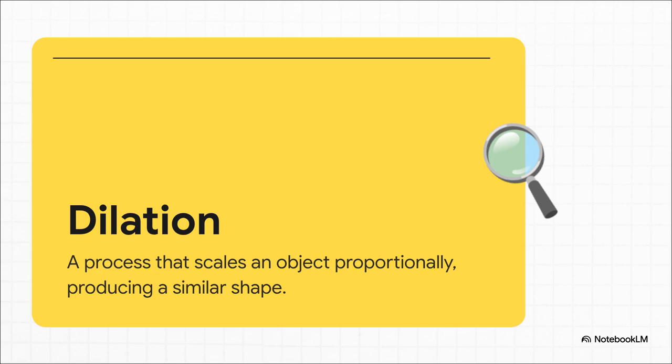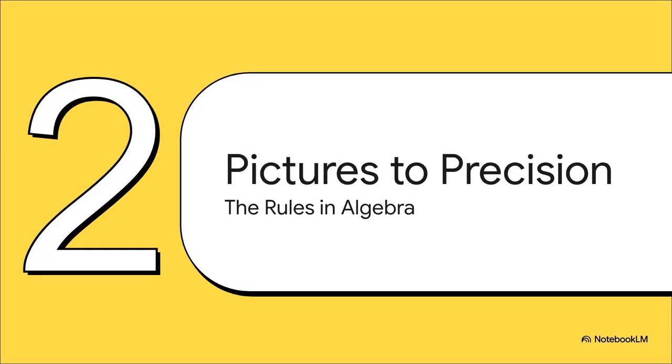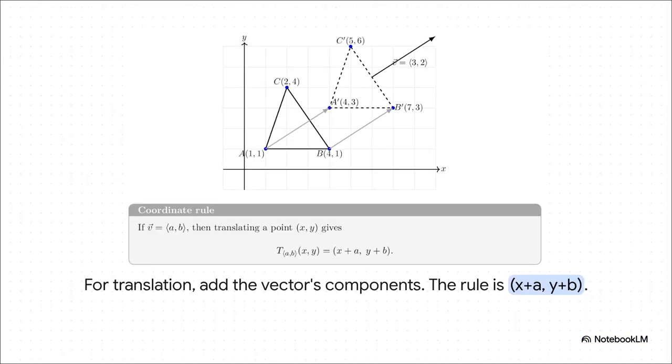Same size, same shape. Okay, so seeing these moves on a graph is one thing, and it's great for understanding them. But how does a computer actually do it? A computer can't see a picture, right? It needs instructions. And that's where algebra comes into the picture. And this is where it gets so cool and elegant.